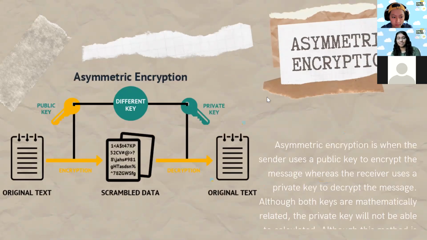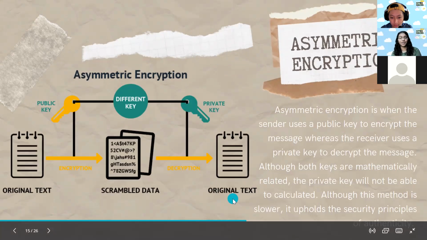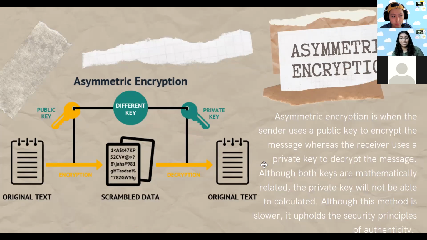And the next type of encryption algorithm that we're going to be focusing on is asymmetric encryption. Asymmetric encryption is where the sender uses a public key to encrypt the message, whereas the receiver uses a private key to decrypt the message. And although both keys are mathematically related, the private key is still not able to be calculated, especially by any third-party external source. And although this method is slower, it upholds the security principle of authenticity.